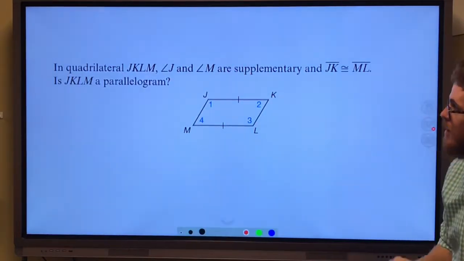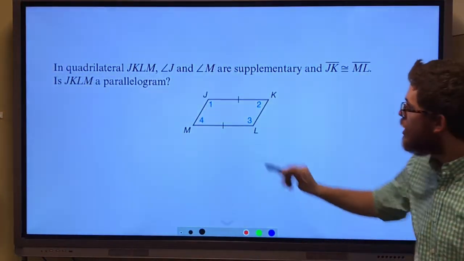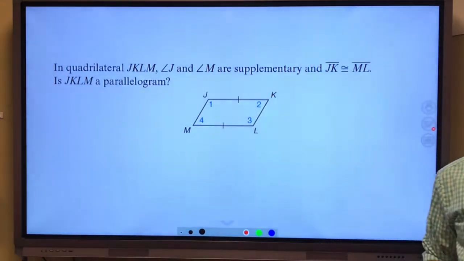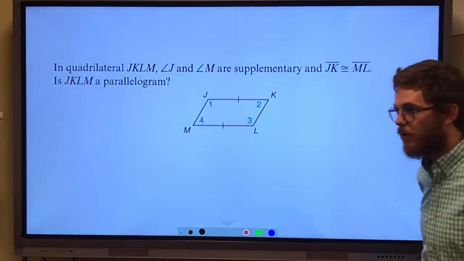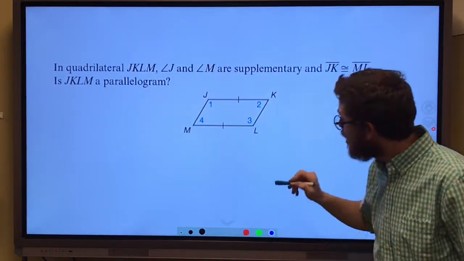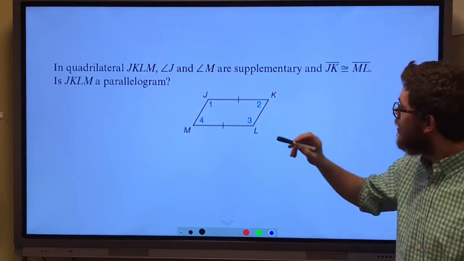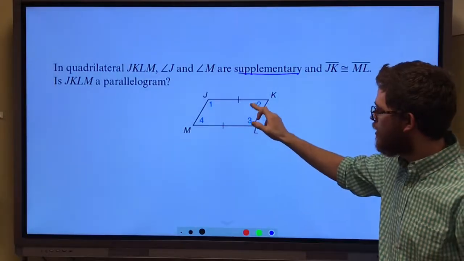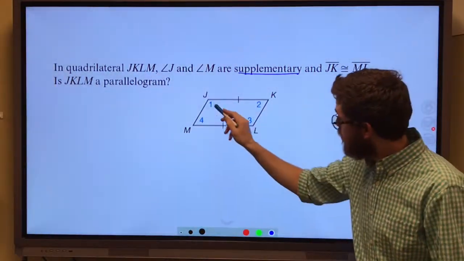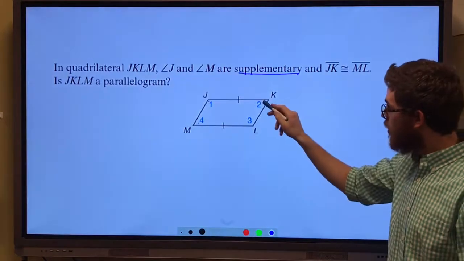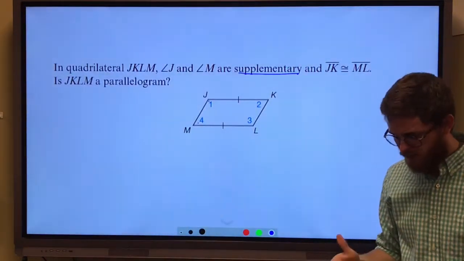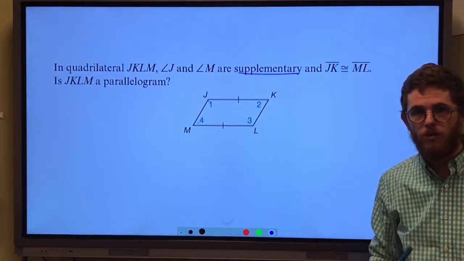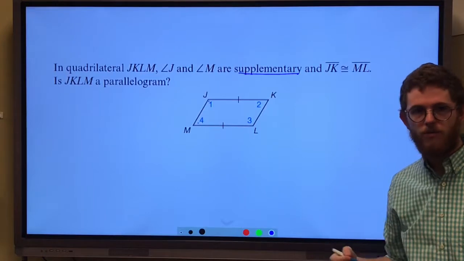Okay, next one. In this quadrilateral, J and M are supplementary, and these opposite sides end up being congruent. Is this a parallelogram? Well, with that supplementary fact, we don't know how that relates to these other angles, because if these are supplementary, we know that these over here are going to be supplementary too, but we don't actually know if 2 is going to be congruent to 4 or 1 is going to be congruent to 3, just based off that information.